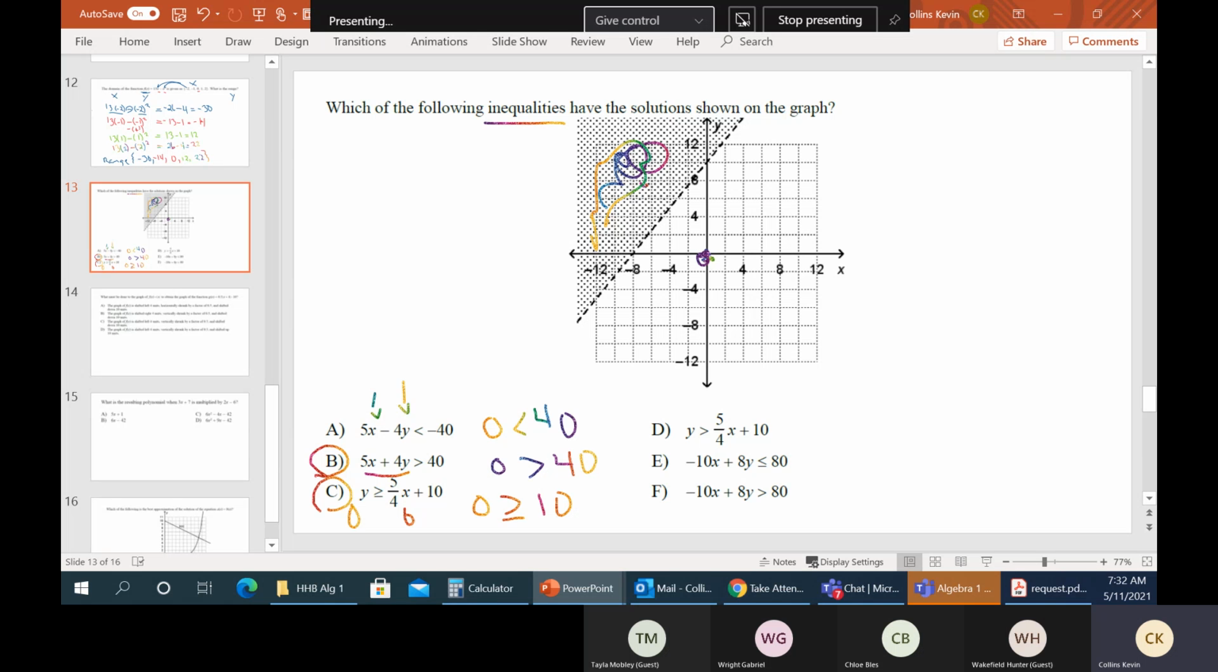Okay. So we'll check out the next guy here. So again, if we plug in 0 here and 0 here, we're going to get 0 is greater than 10. Okay. So how about that guy? Is 0 greater than 10? So that's another one that works. And if you notice, C and D are pretty much the same, except this guy's got the or equal to here.